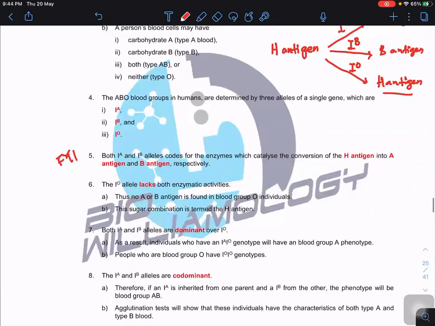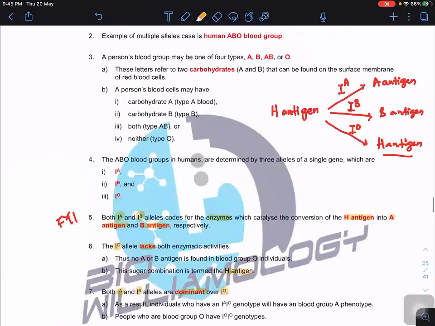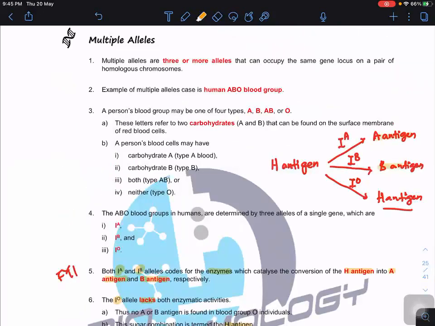Both IA and IB alleles code for the enzyme which catalyzes the conversion of H antigens into the A antigen or B antigen respectively. But IO lacks enzymatic activity, so the sugar combination still remains as the H antigen. It won't change because there is no enzyme. And we know that IA and IB are dominant over IO, and IA and IB, we always learn about this, they are co-dominant. Why? Because IA gives us A antigen, IB gives us B antigen, so both antigens are expressed. If both antigens are expressed, then the blood group will be AB.